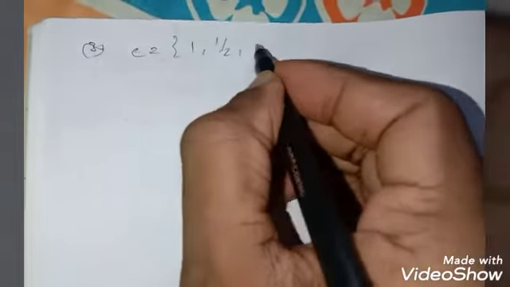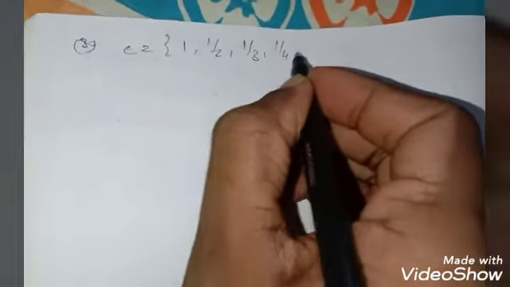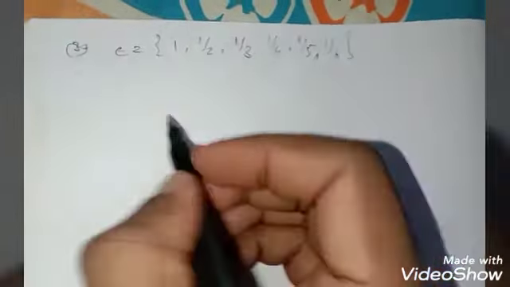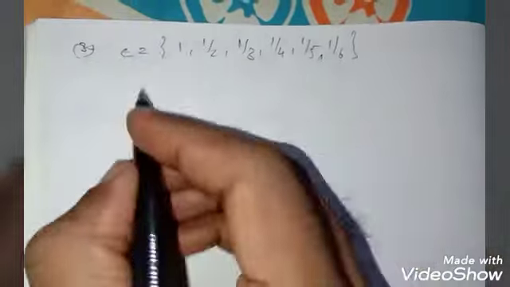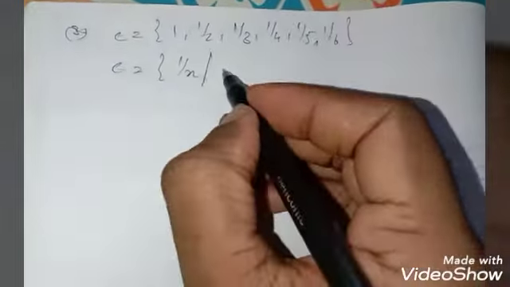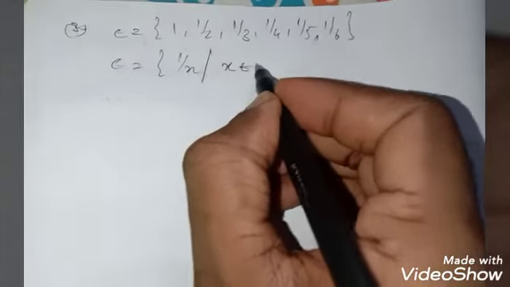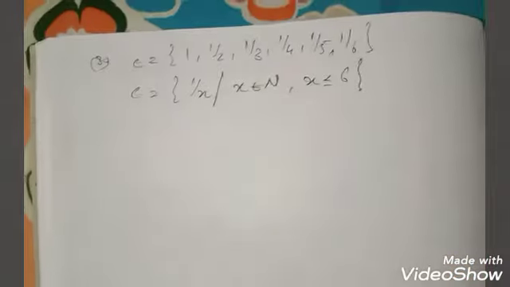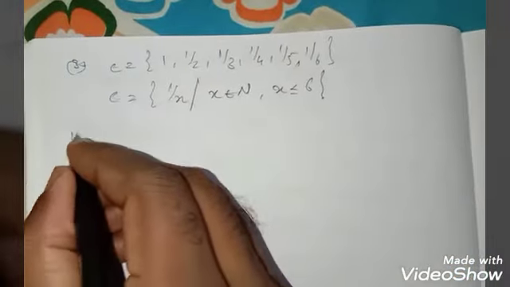Now we will take the third one, that is C is equal to {1, 1 by 2, 1 by 3, 1 by 4, 1 by 5 and 1 by 6}. Here they are all rational numbers, so I can say 1 by x is the common term, so I can write this as 1 by x, where x belongs to natural numbers and x is less than or equal to 6. Okay, so next one.